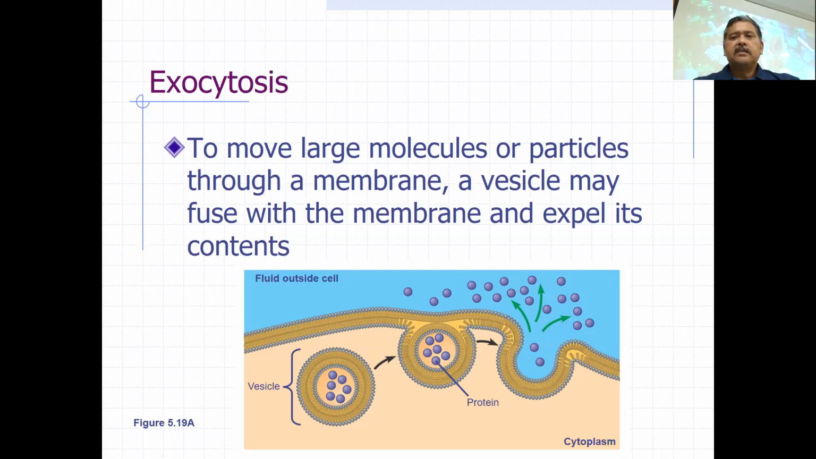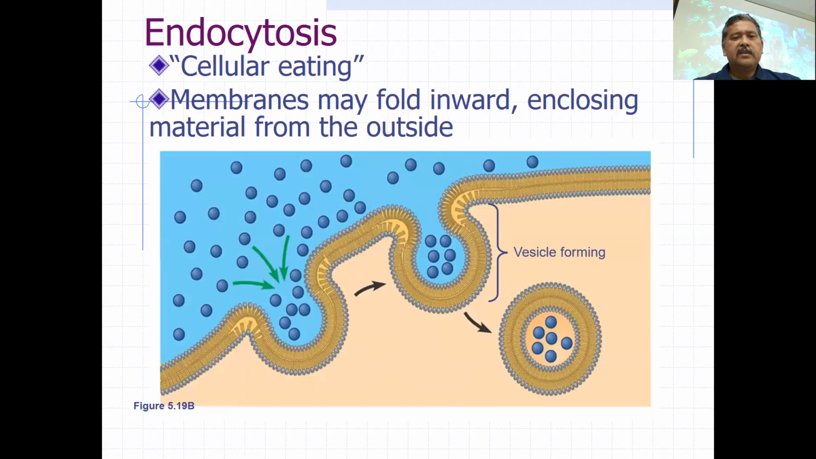The opposite process is called endocytosis, and endocytosis is when you gobble up some of these guys all at once, and sometimes I call it cellular eating. These membranes fold inward and enclose materials from the outside, and you get this vesicle. What may happen is another vesicle may come over and join with that, like a lysosome that has lysozymes in it, and it'll break down these things right there.